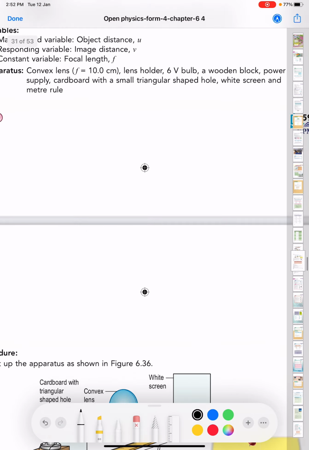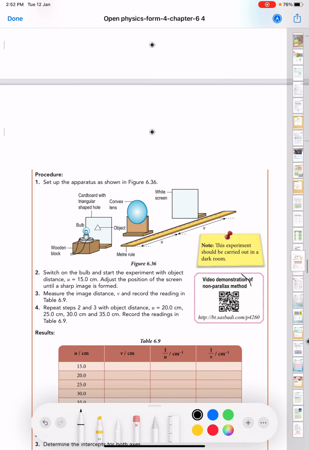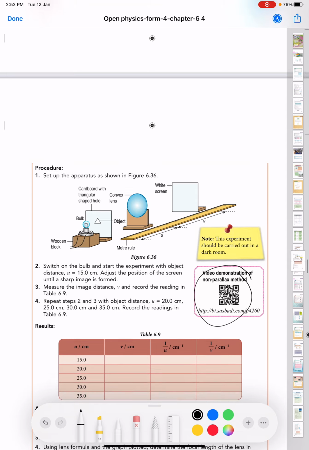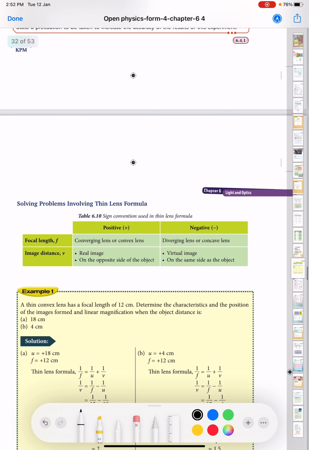This is an experiment that we're supposed to conduct in school later. I will explain the experiment later, or you can check the demonstration of this experiment with this QR code. If you are at home with your textbook and your handphone, you can just scan that and take a look at the demo. Now let's go back to solving problems using the thin lens formula.